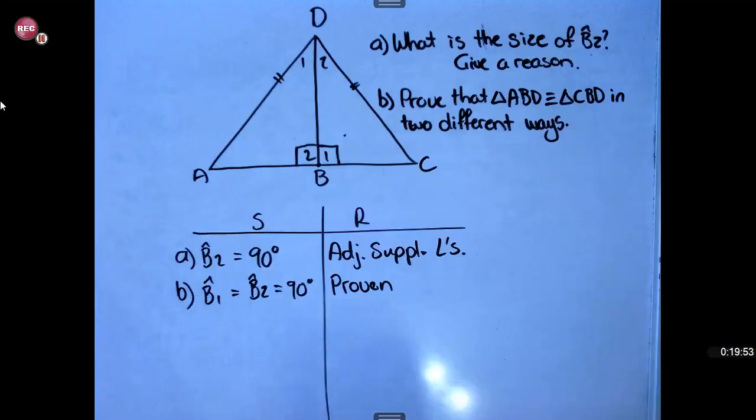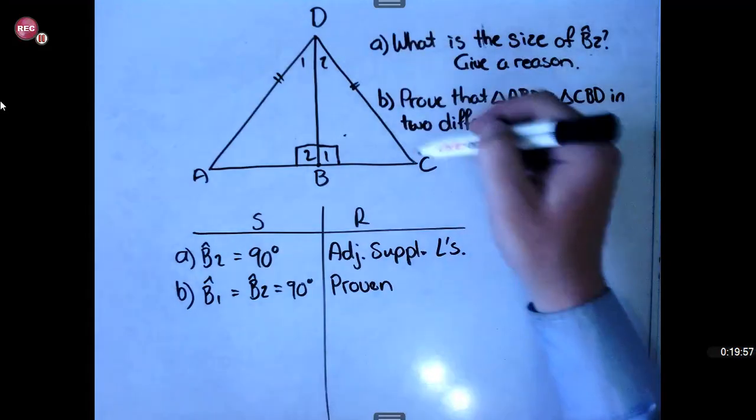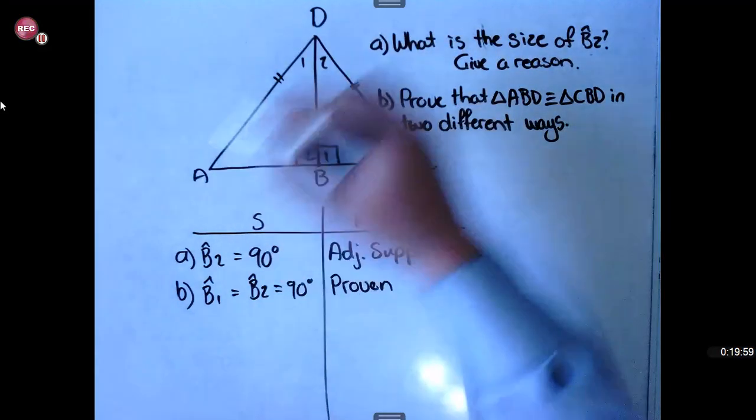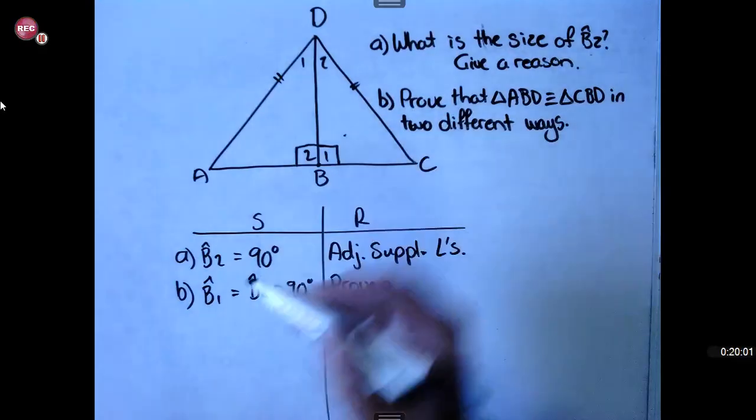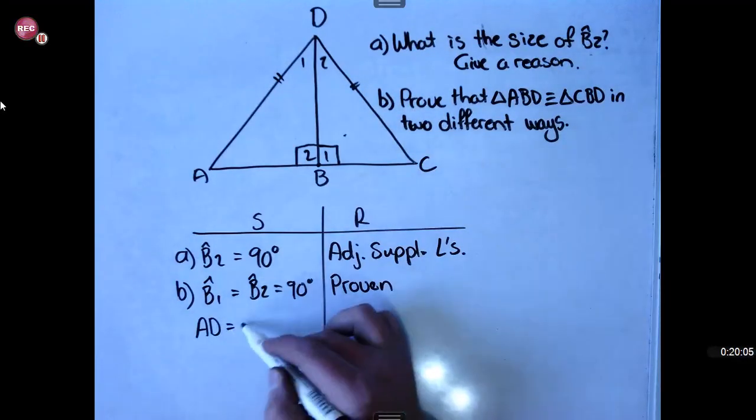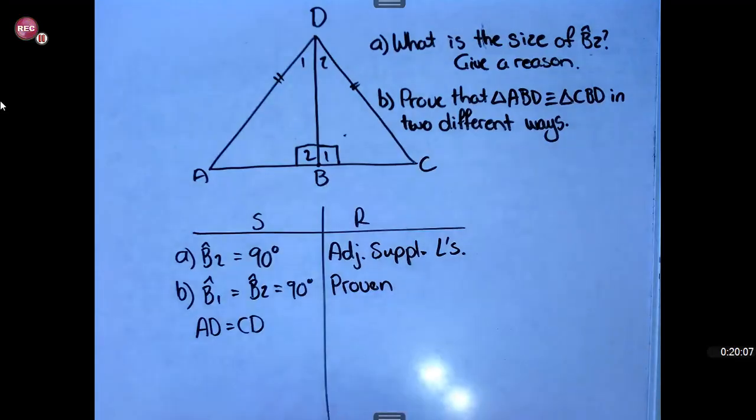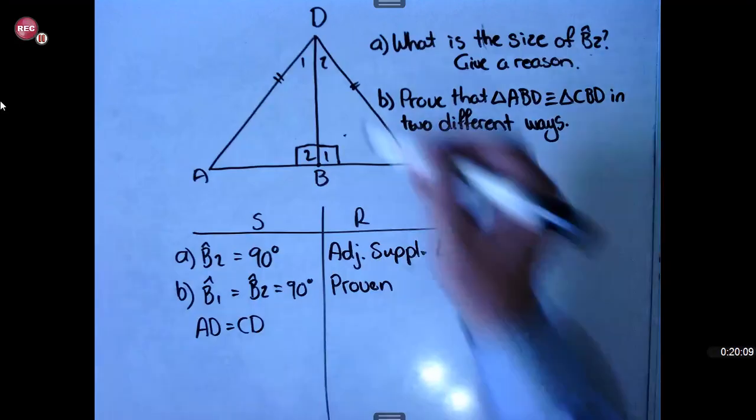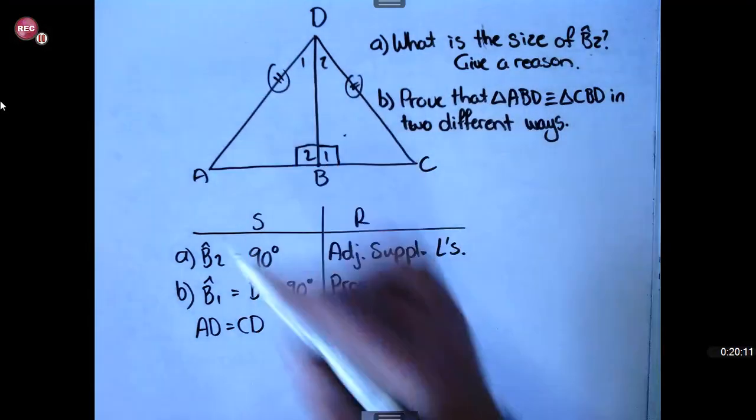Okay, then we move on to the hypotenuse. Hypotenuse was given to you. So AD and CD are equal. AD is equal to CD, and that was given to you by these markings there, so given.